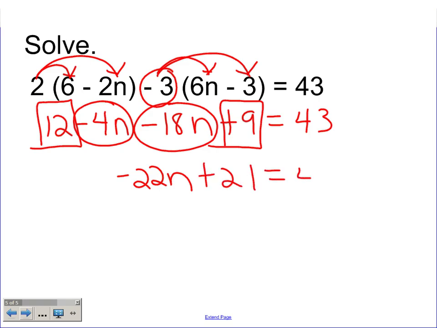is equal to 43. And right now I want you to go ahead and pause the video and solve for n. Once you have solved for n, then you can go ahead and check your work.